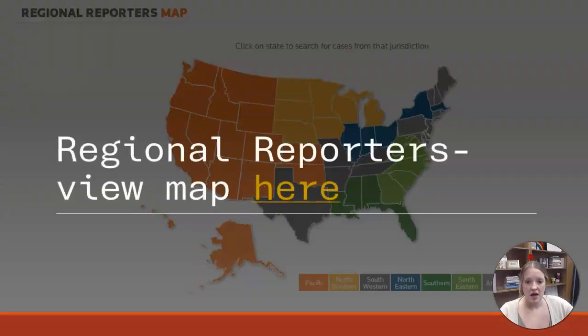So we've got a map here, and I'll let you follow this link on your own if you're interested. If you were to click here, you would get to this regional reporters map, and then you hover over each of the respective states. It will tell you what reporter they fall under. So you can see Texas is highlighted in gray here, which falls under the Southwestern Reporter, as we said.